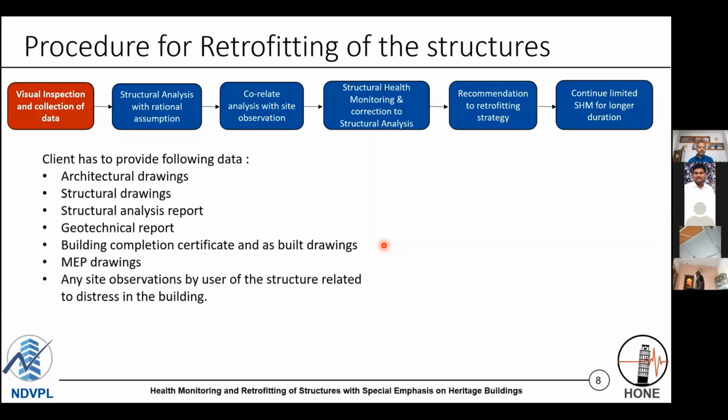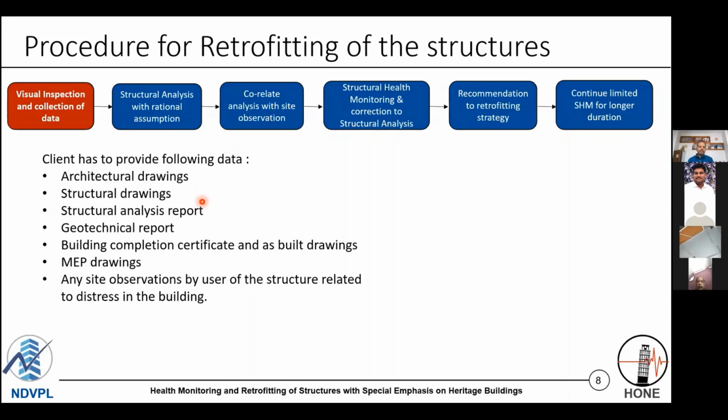After visual inspection, we should collect relevant data. We should collect architectural drawings. Now, in case of heritage structures, from where to get architectural drawings, structural drawings? Obviously, you need to develop those drawings. There are 3D scanners available. Even surveying can be used. Total station can be used to create the drawings. So there are many methods which can be used to create the drawings for heritage. But we must create or collect the drawings.